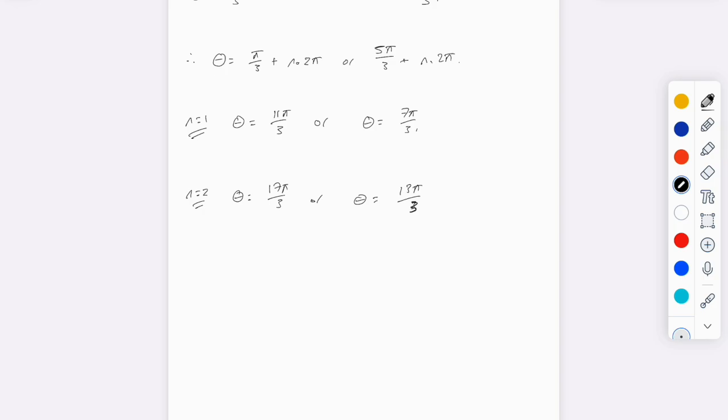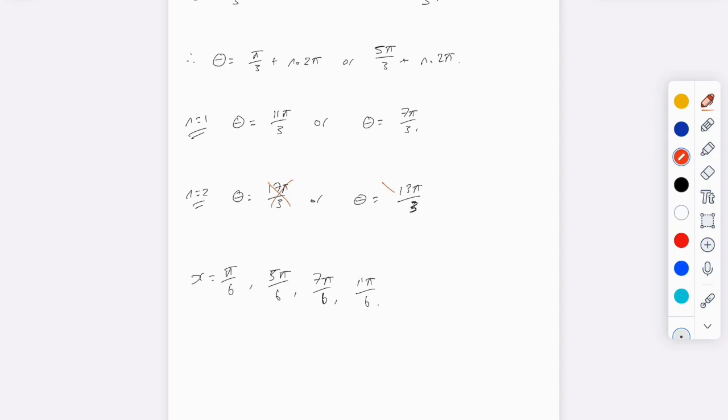What we then get is a realization that since theta is equal to 2x, what we get are x equaling pi over 6, 5 pi over 6, 7 pi over 6, and 11 pi over 6. Now how did I get to this answer?